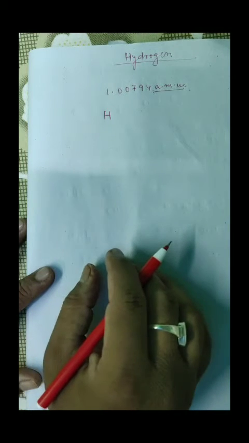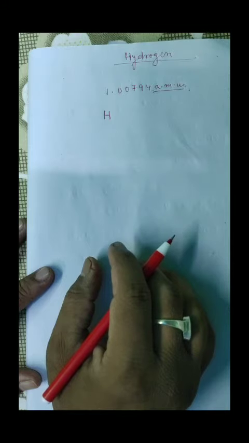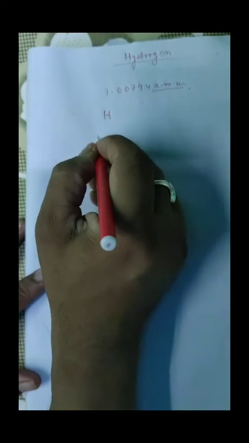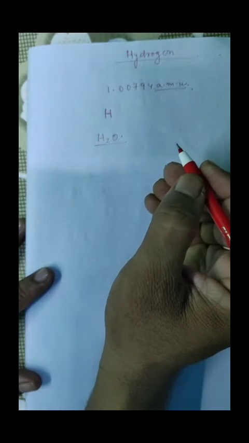Now, water is the most common compound of hydrogen. Its molecular formula is H2O, which indicates that two atoms of hydrogen combine with one atom of oxygen.